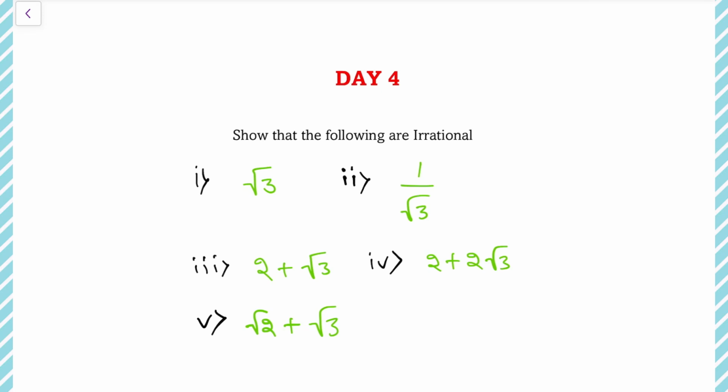Show that the following are irrational numbers. So in the first question we have root 3. So let us check how to prove that given root 3 is an irrational number.